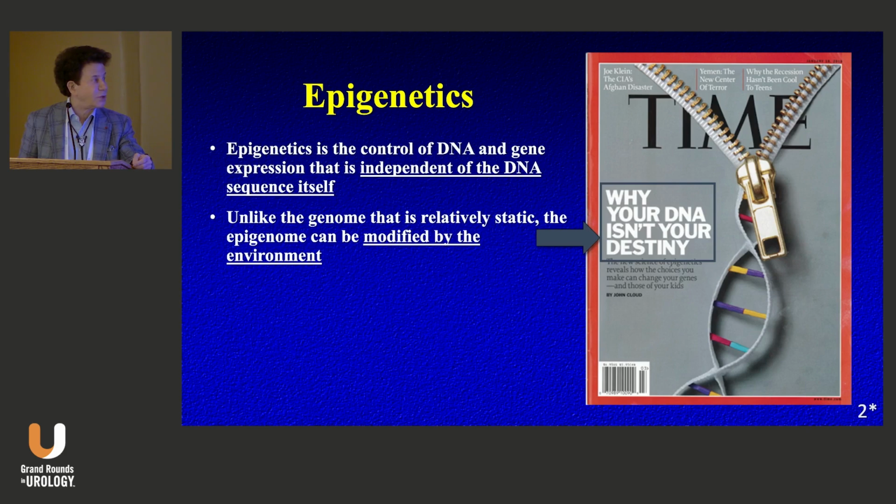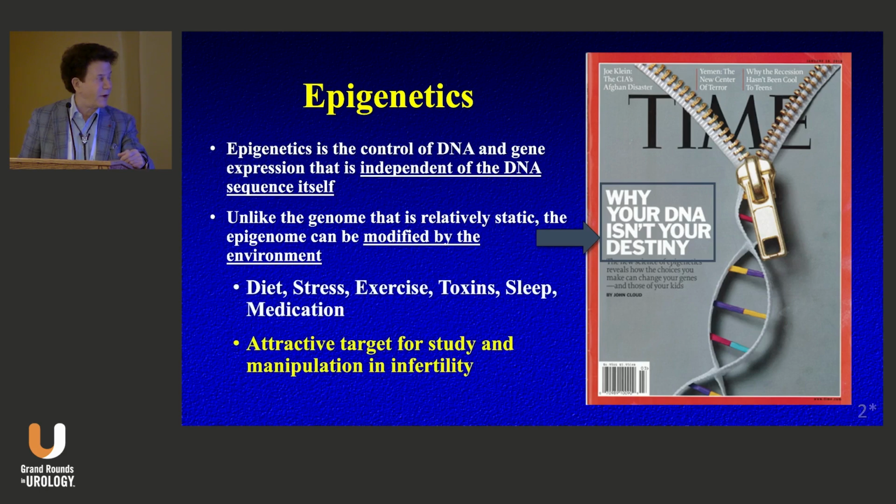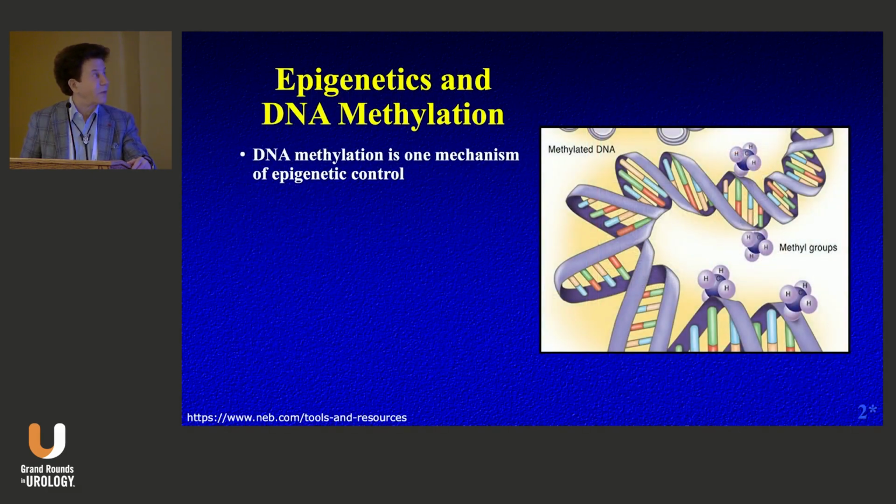So the genome is relatively stable, you can't easily change the DNA, but the epigenome can be modified by the environment. So if people have epigenetic caused defects in the quality of their sperm, you can look at their diet, stress, exercise, etc., change it, and you can actually change the gene expression. So it's an attractive target for study as well as manipulation in infertility.